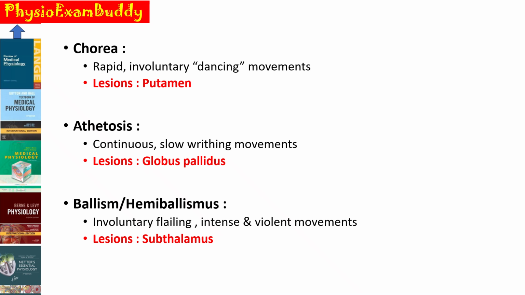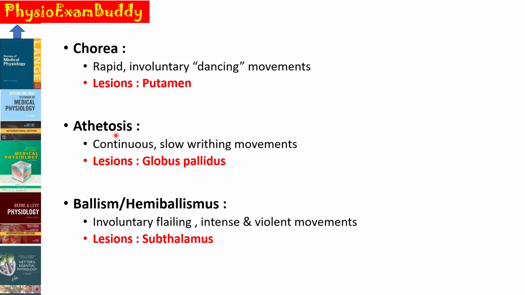Again, MCQ portions can come from this part of the video also. That is chorea. It is another feature of basal ganglia lesions. It is characterized by rapid involuntary dancing type of movements in the patients. And here the lesion occurs in the putamen. So please keep in mind that putamen lesions lead to chorea.